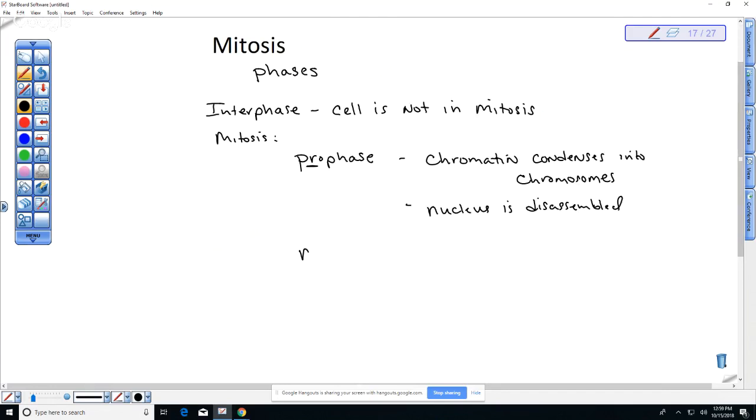Okay, the next phase is called metaphase. And meta means middle. That's how I remember this. And this is where the replicated chromosomes line up in the middle of the cell.